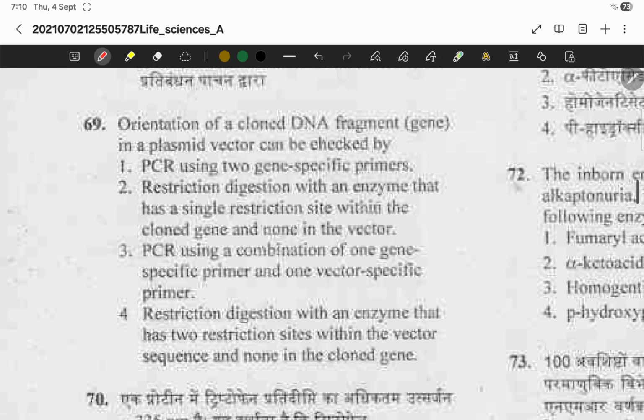The orientation of a cloned DNA fragment gene in a plasmid vector can be checked by: PCR using two gene specific primers; restriction digestion with an enzyme that has a single restriction site within the chromosomal fragment; maybe PCR using a combination of one gene specific primer; digestion with an enzyme that has two restriction sites. I'll go for the second one. What I feel like. I have no special reasons for it.